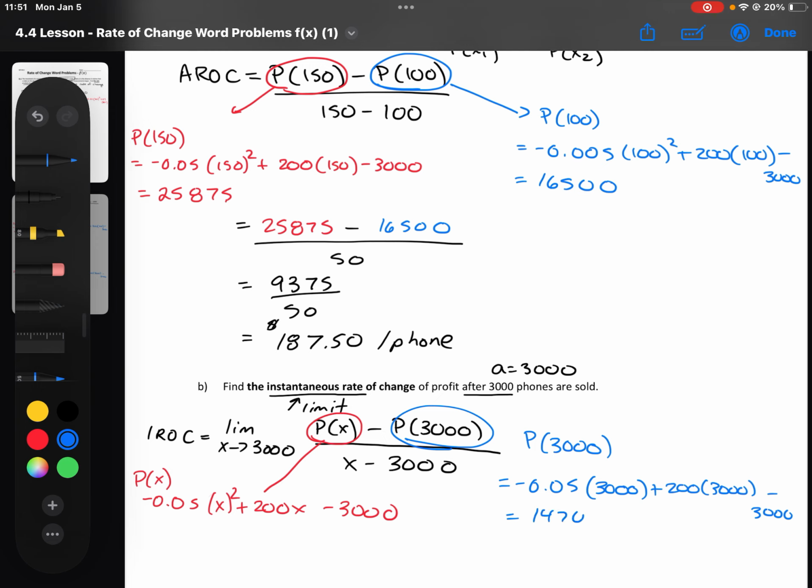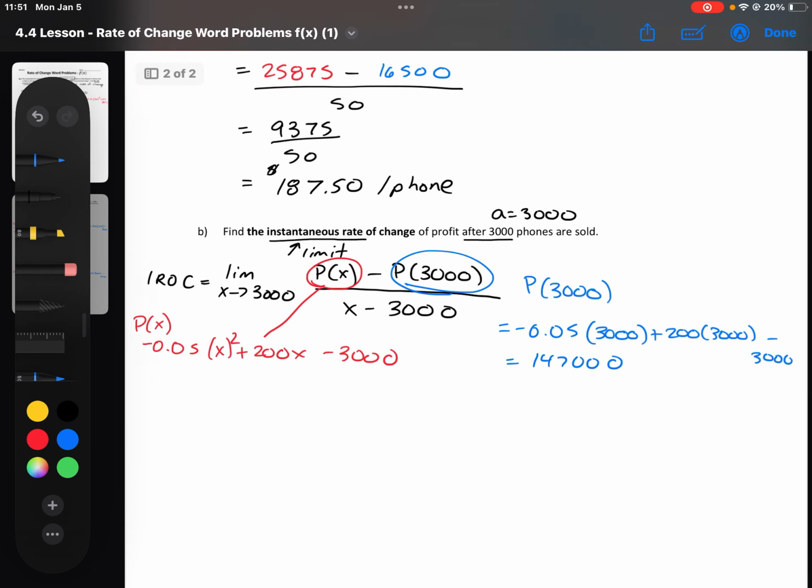this should be 147,000 here. Okay. I also think I've got one too many zeros up here. Doesn't change the value, just too many zeros that I wrote down. Okay, back to finding the instantaneous rate of change. So now I'm going to substitute in those values that I know. I'm going to keep writing the limit down because I haven't evaluated it yet.